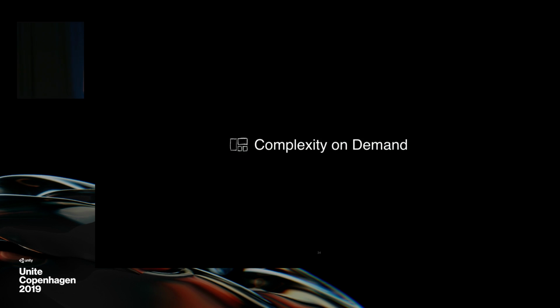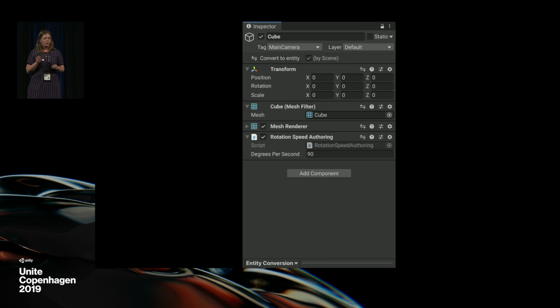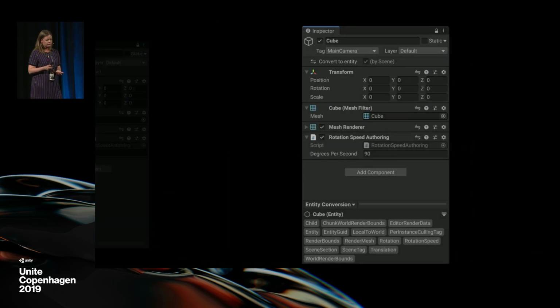So the second thing we talked about is complexity on demand. Now, when you saw Kjartan working, you might notice that, as he's working, as he's grayboxing stuff out, he does not necessarily need to see a preview of the entity data or components. So that's why we made the preview at the bottom of the inspector, and it's collapsible. So if you don't need this data, you don't have to worry about it.